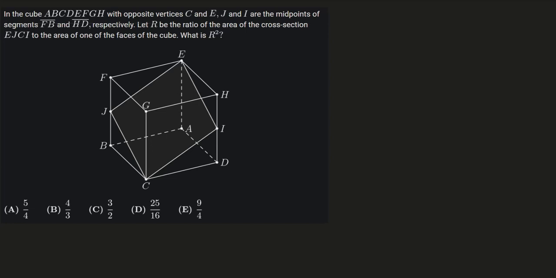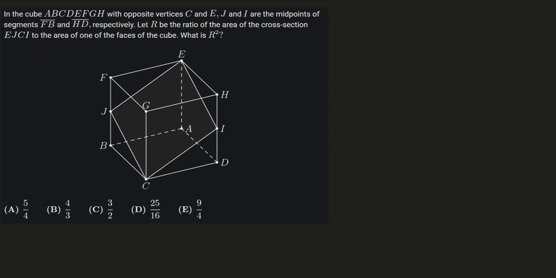Let's look at this geometric problem. In the cube ABCDEFGH, with opposite vertices C and E, J and I are the midpoints of the segments FB and HD, respectively. Let R be the ratio of the area of the cross-section EJCI to the area of one of the faces of the cube. What is R squared?